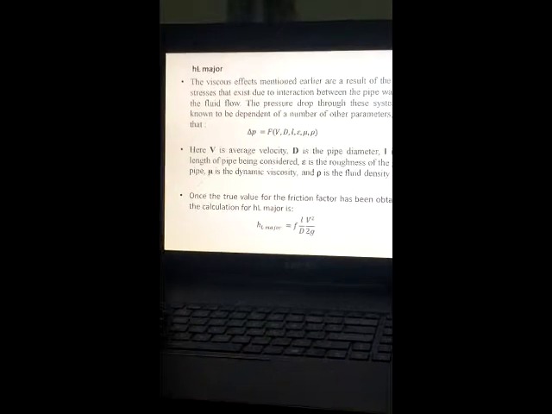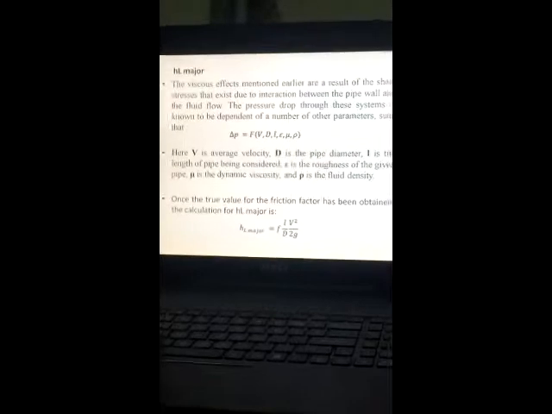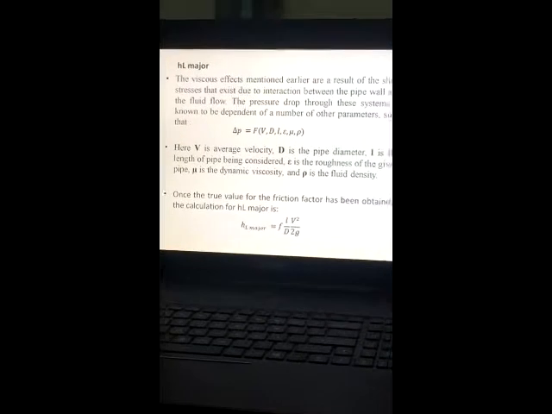The first one I want to tell you about the HL measure. HL measure consists of velocity, diameter, and the length of pipe, the roughness of the pipe, and the dynamic viscosity and the fluid density. So it combines all these components, then it will become one formula: HL measure is F L V squared over D 2G. So this is the formula.